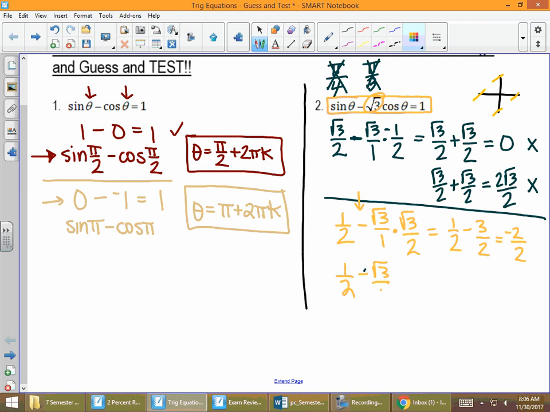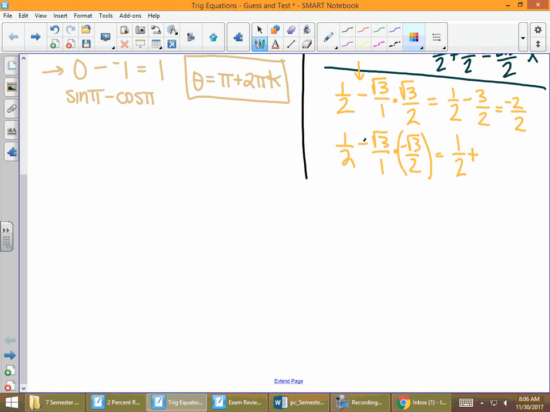let's see what happens. So you can see that this takes kind of a lot of guess and test. But the better you know your unit circle, the easier it is. So 1/2, radical 3 times radical 3, well, negative times negative is positive. Radical 3 times radical 3 is 3. 3 plus 1 is 4. Okay, so now I got 2. Whew. So let's switch our signs up again.